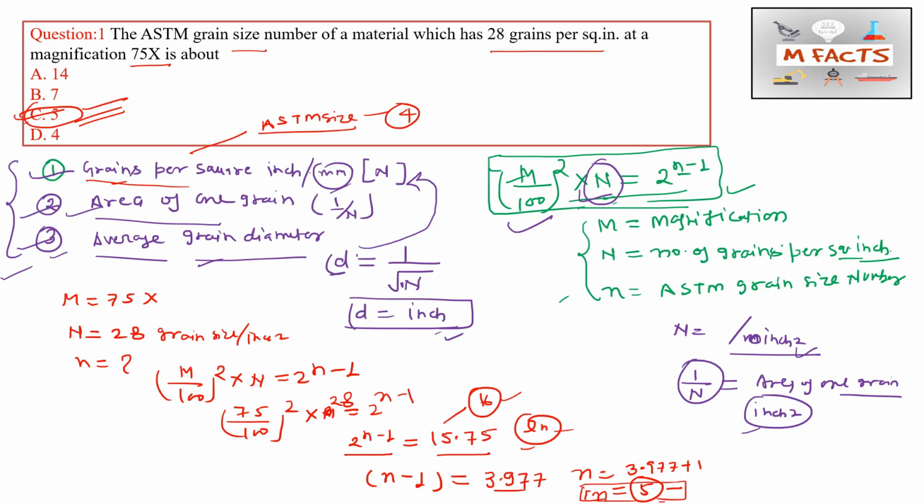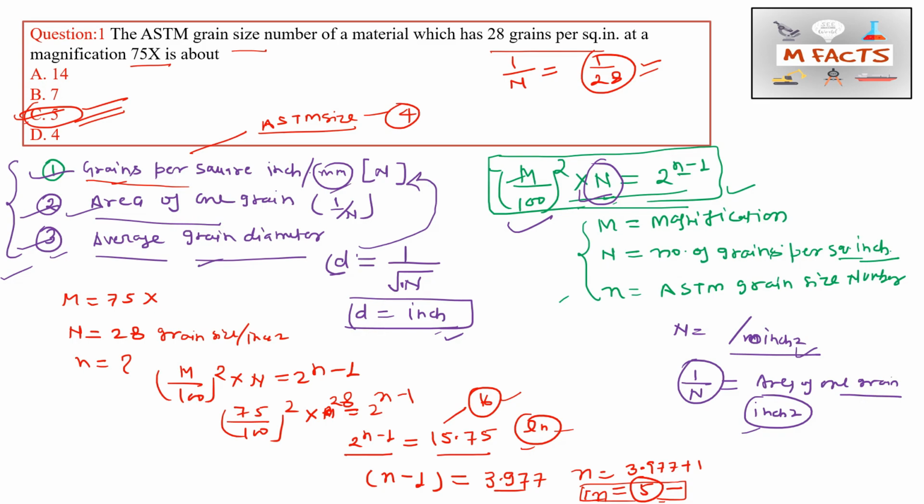Okay, so if they ask the area of 1 grain, how will we calculate? We will be able to calculate by taking the reciprocal of this N value. So we will take 1 by N, means 1 by 28. So this is the area of 1 grain.